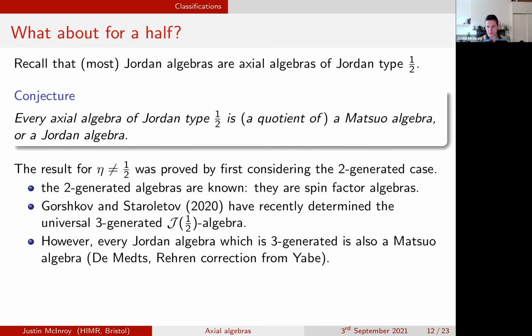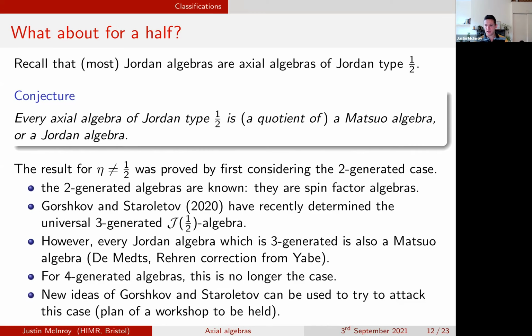But for 4-generated algebras, those classes really do diverge. So you get Jordan algebras which are not Matsuo algebras. So if you could prove it for the 4-generated case, exactly the same techniques would probably prove it for all Jordan type a half algebras.